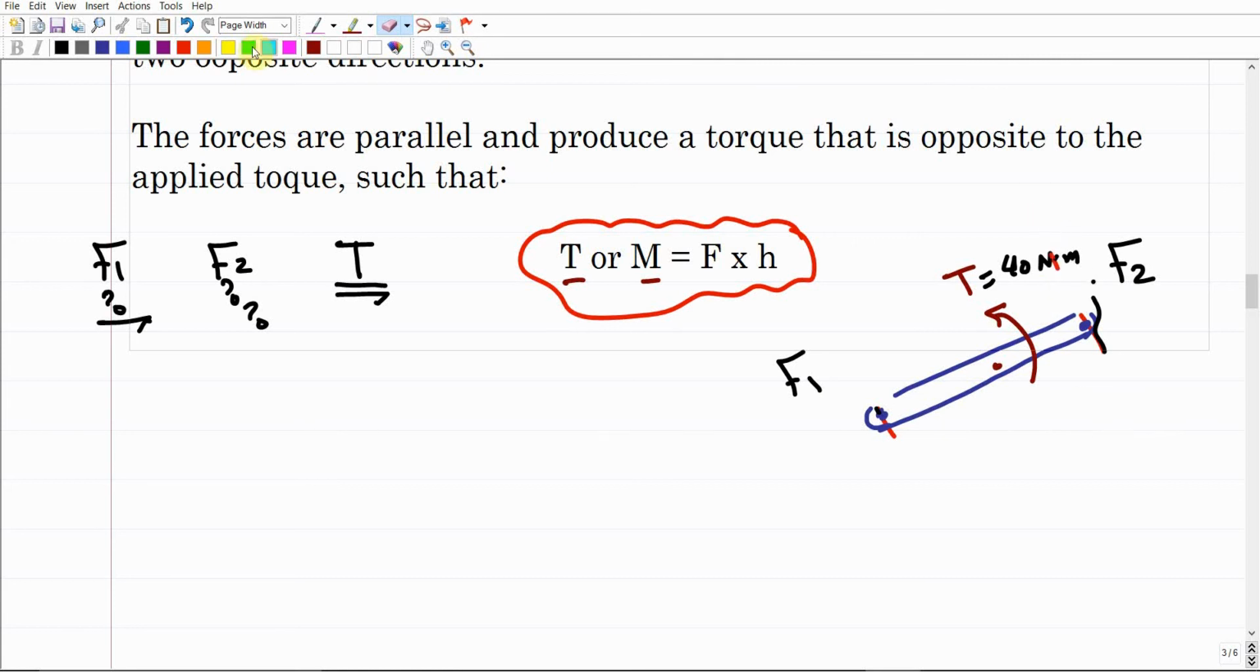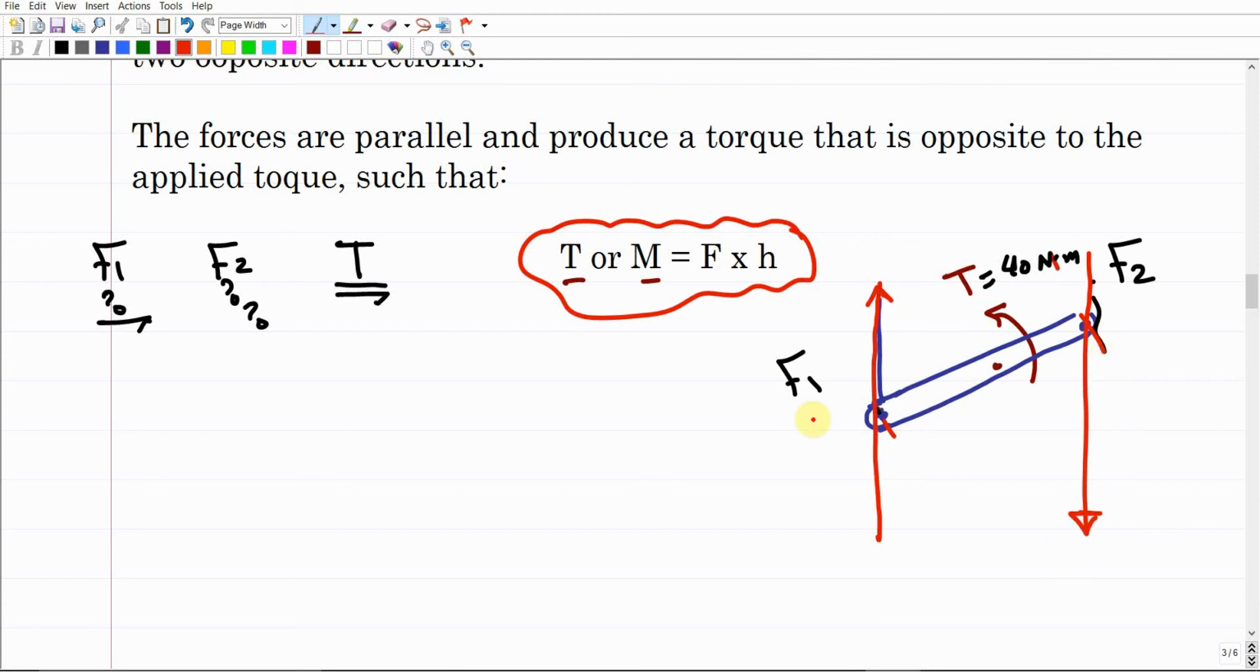Let us assume that the force F1 was given in this direction, vertical. Then automatically, if this is the direction of F1, this should be the direction of F2. Both should be parallel, of the same magnitude but in opposite directions. The torque rotates in this direction, so F1 should be going up and F2 should be going down, to produce a torque that is opposite to the applied torque.